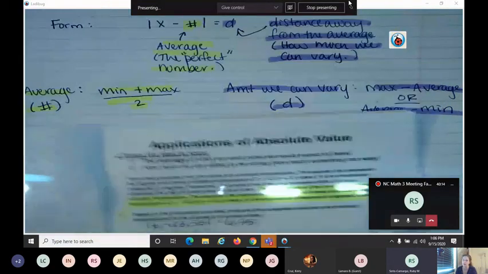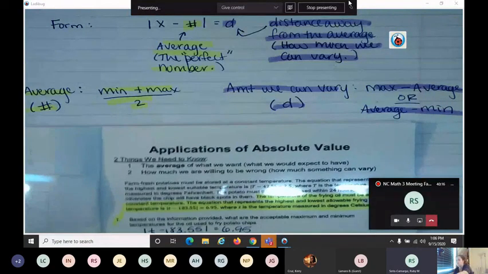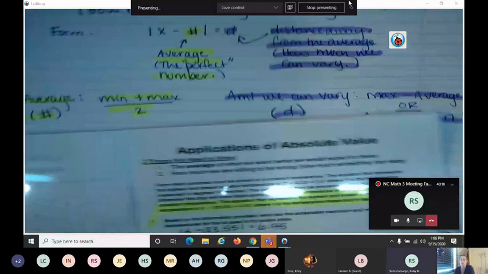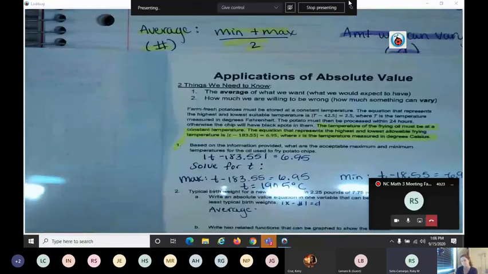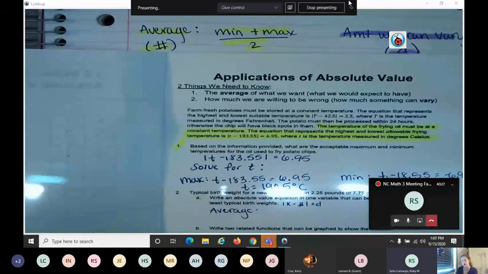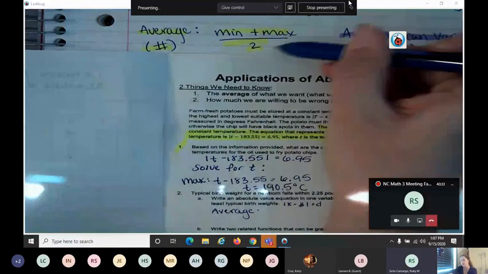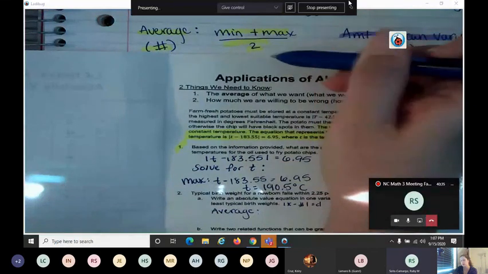So I have it written here. You add them and then you multiply. What are you adding? The minimum and the maximum. And then what is going on right here? What is this 2 doing? You divide it.